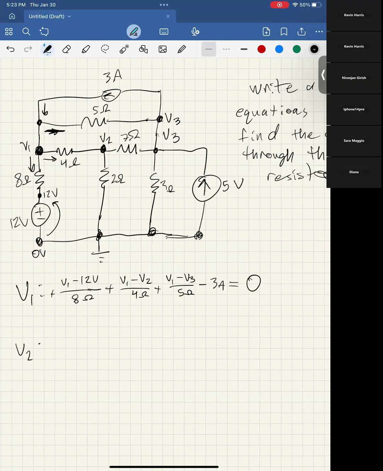Okay, so that's equation 1. For V2, we do the exact same thing. I'll start with going left. V2 minus V1 over 2. And I know you might be thinking, oh, but we just guessed it's going that way. Why are we guessing it's going that way? It really doesn't matter. If we guessed it was going that way, the equation would be V1 minus V2 over, oh, this is supposed to be a 4. Whoops.